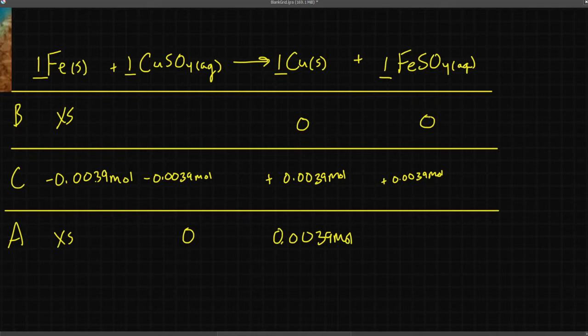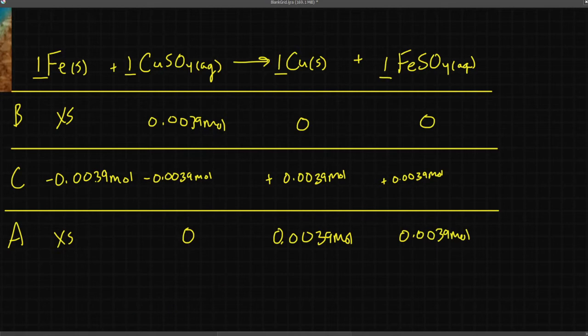We started off with no iron sulfate. We made 0.0039 moles. What do we end up with? 0.0039 moles. Finally, we don't know how much copper sulfate we started with, but we know when we used up the 0.0039 moles of copper sulfate, we ended up with none. So I think we must have started with 0.0039 moles.